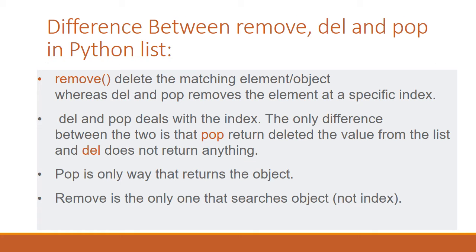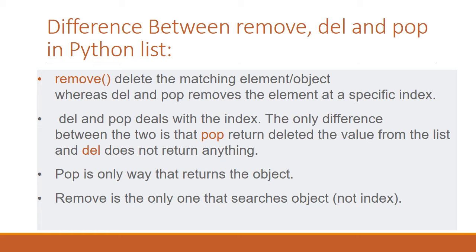So we've talked about the remove and pop methods and the built-in delete function. How do these differ? Well, remove deletes the matching element object, whereas del and pop remove the element at a specific index. So recall when we called the remove method, we gave a specific element like remove cherry or remove apple. So we specified the element that we want to delete. With del and pop, they deal with the index.